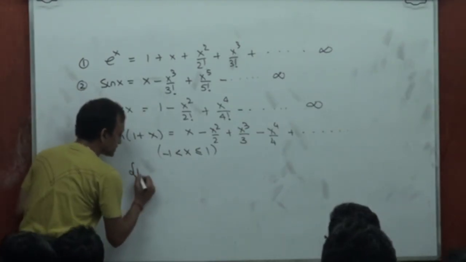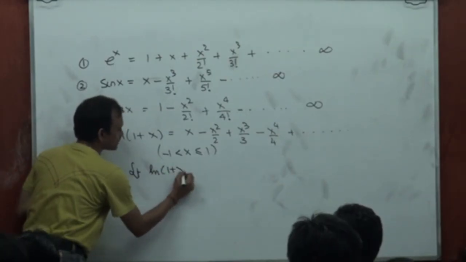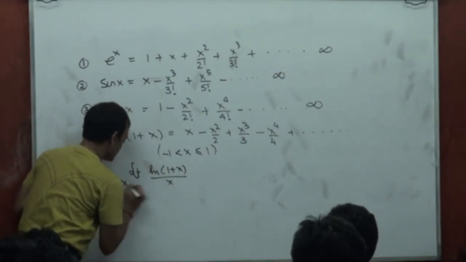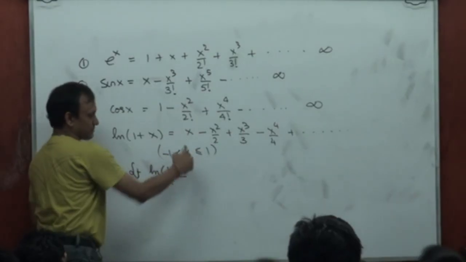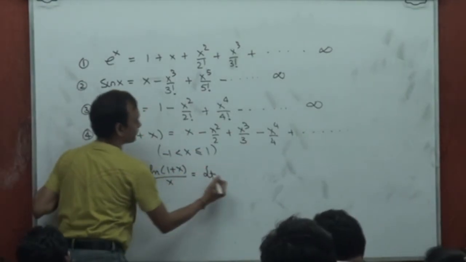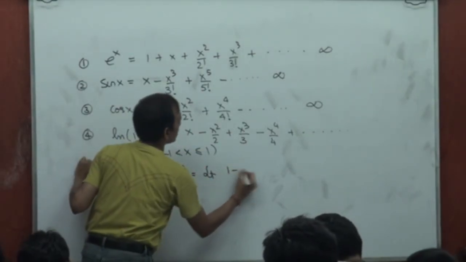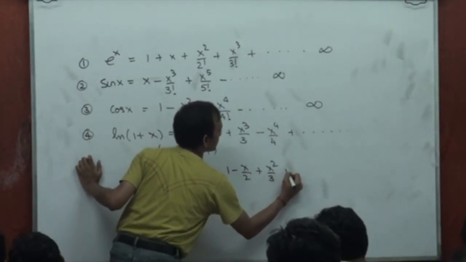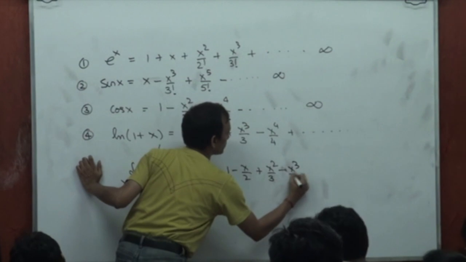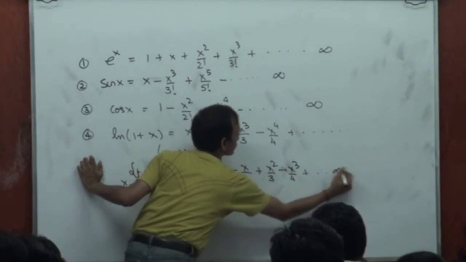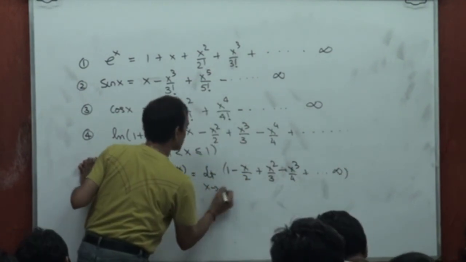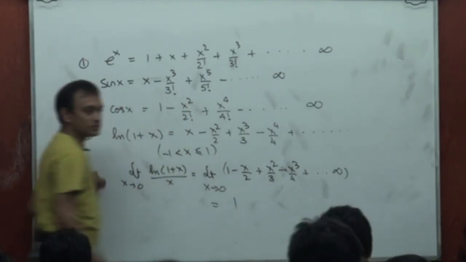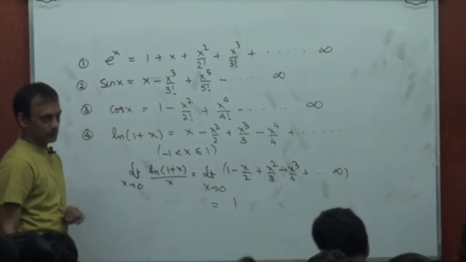Very clearly, you know this limit: ln(1 plus x) by x as x tends to 0. ln(1 plus x) by x is like 1 minus x by 2 plus x square by 3 minus x cubed by 4, and as x tends to 0 very clearly this is 1. Right?